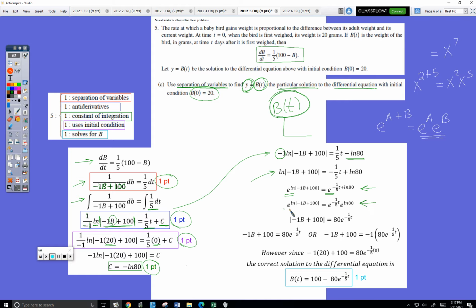Now I use e to the ln of whatever is just the whatever. So that gets me to here. To get rid of the absolute value bars, you must consider that what's inside the bars could equal exactly what we had, or there are some cases where what's inside the bars will equal the -1 times what we had. You have to figure out which one is right by testing. So we plug in a b value of 20 and a time of 0, and we find that this equation is true. Therefore, that's the correct answer.